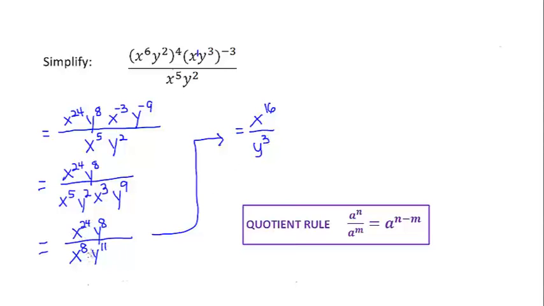So x to the 24th over x to the 8th is equivalent to x to the 16th. Y to the 8th over y to the 11th is equivalent to 1 over y cubed. And this expression that we started with simply simplifies down to the final answer of x to the 16th, all divided by y cubed. And we're finished.